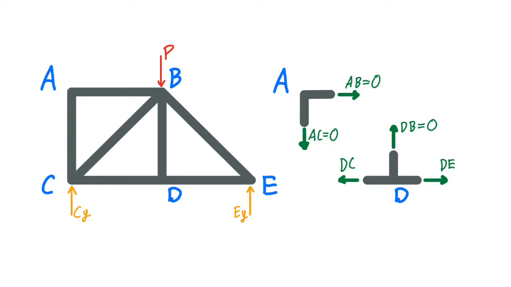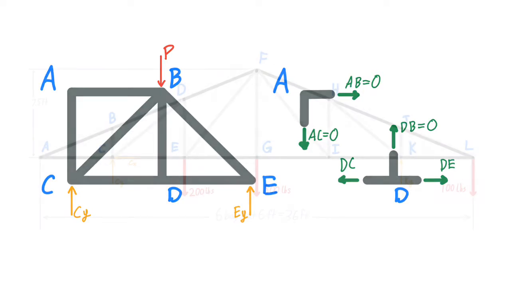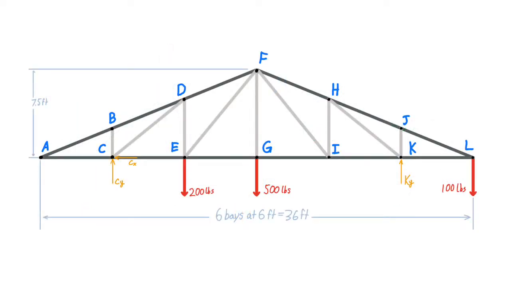Next, let's look at all of the forces in members at point D. With the sum of forces in X, we'll see that DC and DE must be equal and opposite, and with the sum of forces in Y, it is clear that DB must be 0. This brings us to our second general rule for identifying 0-force members, that if there are 3 members at a joint and 2 of them are collinear, then the third must be a 0-force member. With all that in mind, we're ready to start looking at our actual truss.